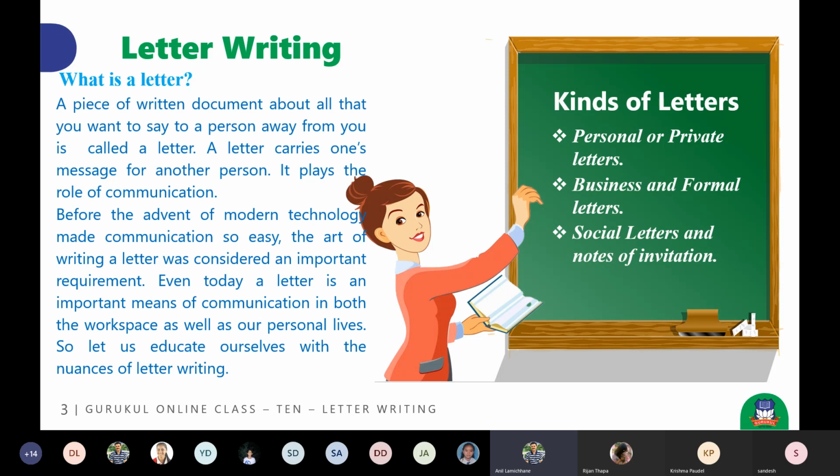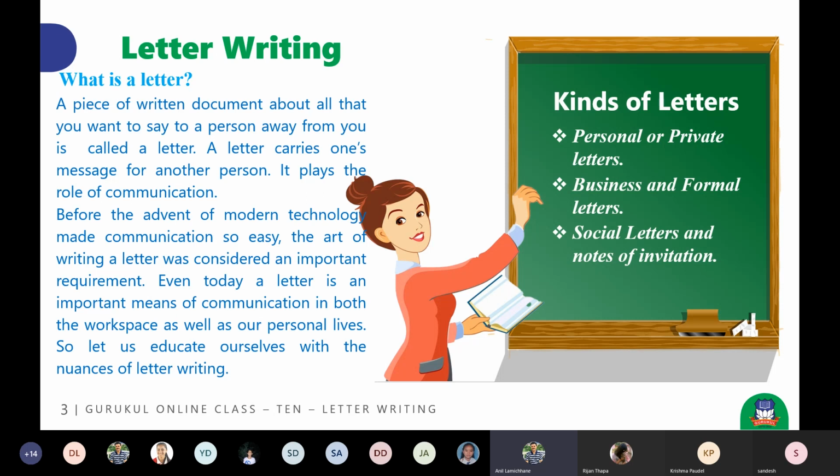So what is a letter? A piece of written document about all that you want to say to a person away from you. If any person is away from you, it's called a letter. A letter carries one's message for another person. One's message is carried to another person, so it plays the role of communication.